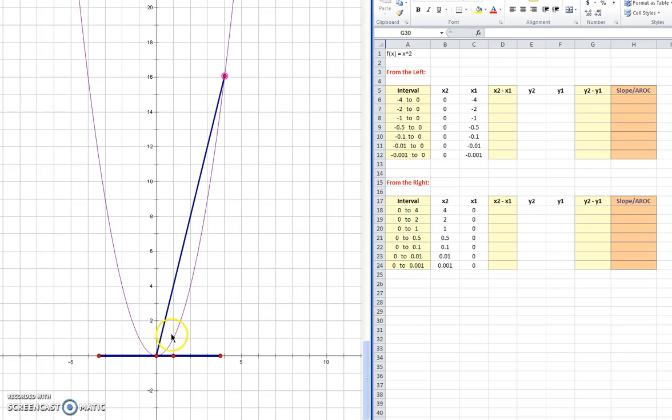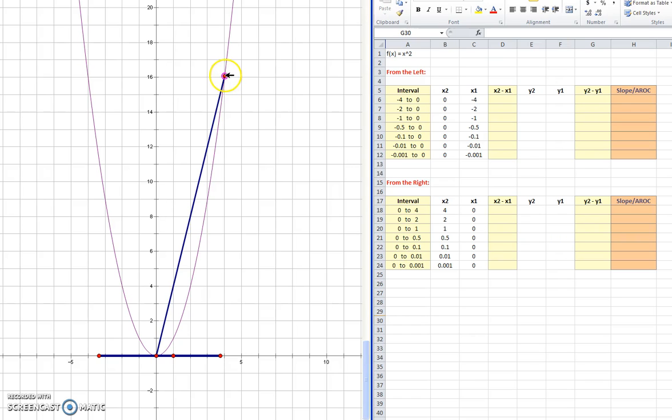If I found the slope of this one, it would be an AROC, because an AROC is a slope over an interval from your x value of 0 to, it looks like, my x value of 4. That actually looks right because 4 squared is 16. So if I find the slope of this line, it would be an AROC from the interval of 0 to 4. Now, how exactly do I get an IROC? An IROC is discovered by taking many AROCs.